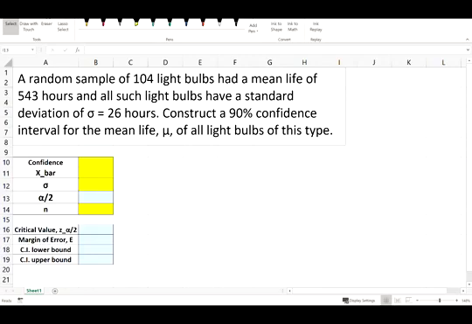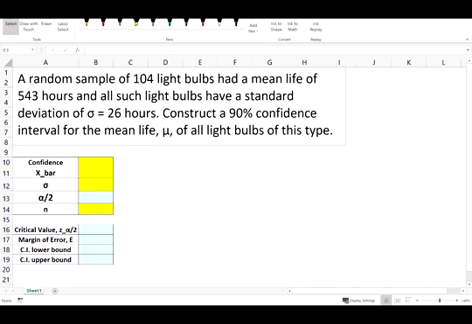In a random sample of 104 light bulbs, the mean life, or the average life, how long they last, is 543 hours. And let's assume all such light bulbs out there have a standard deviation of their life of 26 hours. Let's construct a 90% confidence interval estimate for the mean life of all such light bulbs.